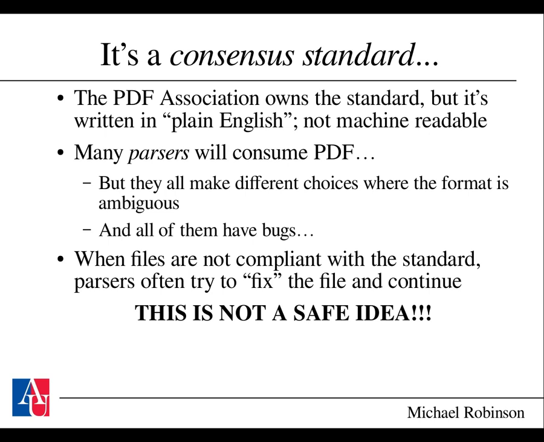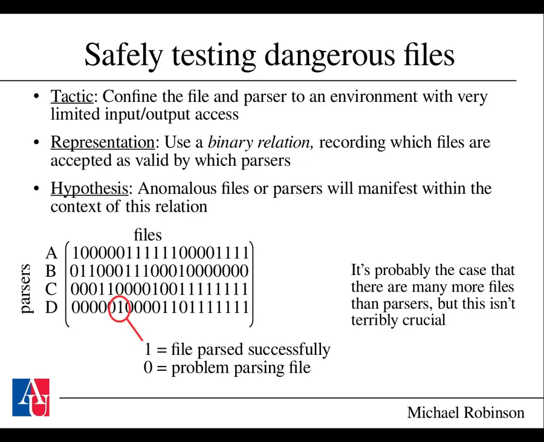It's not a good idea because it leads to differences in parser behavior, and these can lead to various kinds of exploits and malware. So how can you safely test some potentially dangerous files? Well, the best way to do this is to isolate the file and the parser so that it cannot do things it shouldn't do, even though it might try. So confine it to an environment, say a virtual environment or virtual machine, that has very limited input-output access. On the other hand, though, you don't get very much information out.